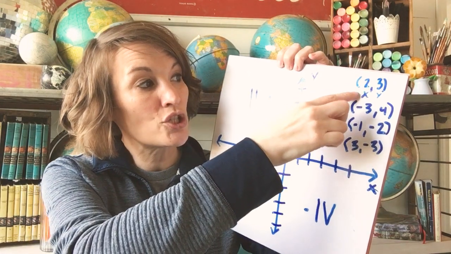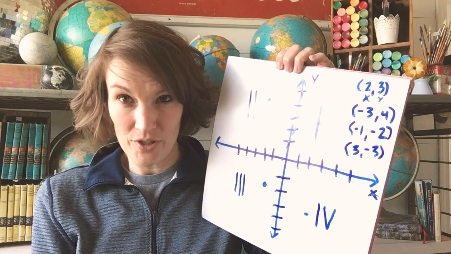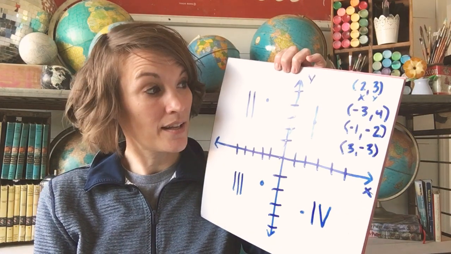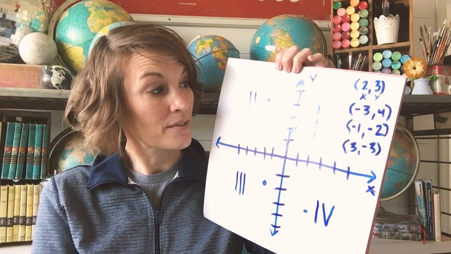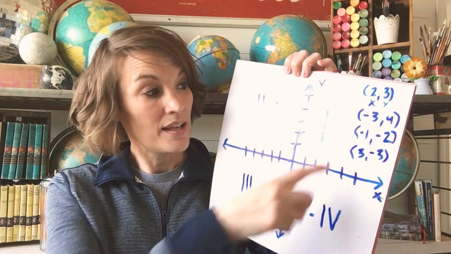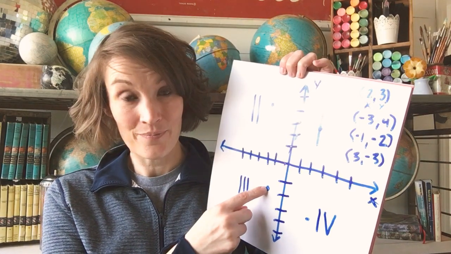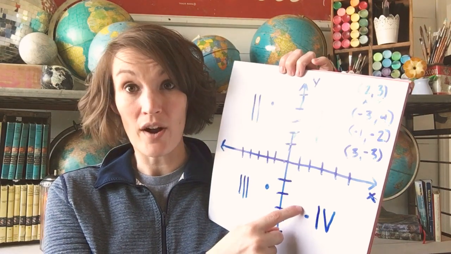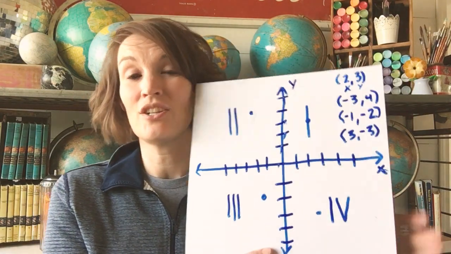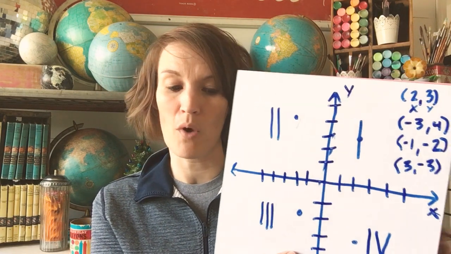So let's look at (2, 3). We graphed it right here. What quadrant is that in? Quadrant 1. (-3, 4), when we graphed it, what quadrant was it in? Quadrant 2. (-1, -2), when we graphed it, it was in quadrant 3. (3, -3) was in quadrant 4. For today, you're going to do an assignment. You just need to know how to graph and to identify quadrants.